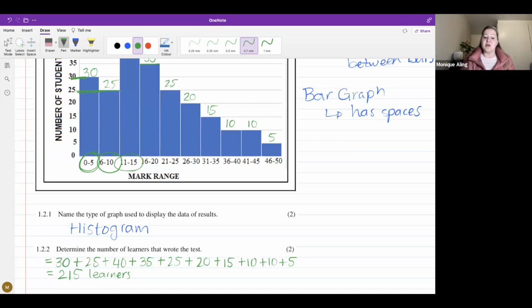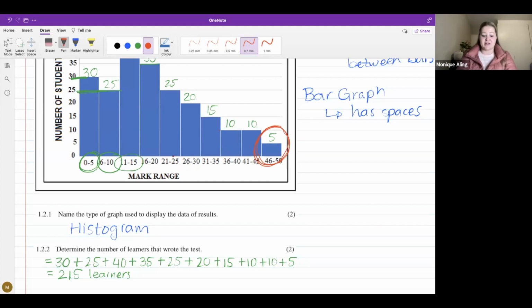So if you have a look at this graph, that means 5 learners out of 215 got between 46 and 50 marks. Okay, so that's about 90%, 90 to 100%. Only 5 learners got in that mark range, for example. So that's how you can also read this graph.